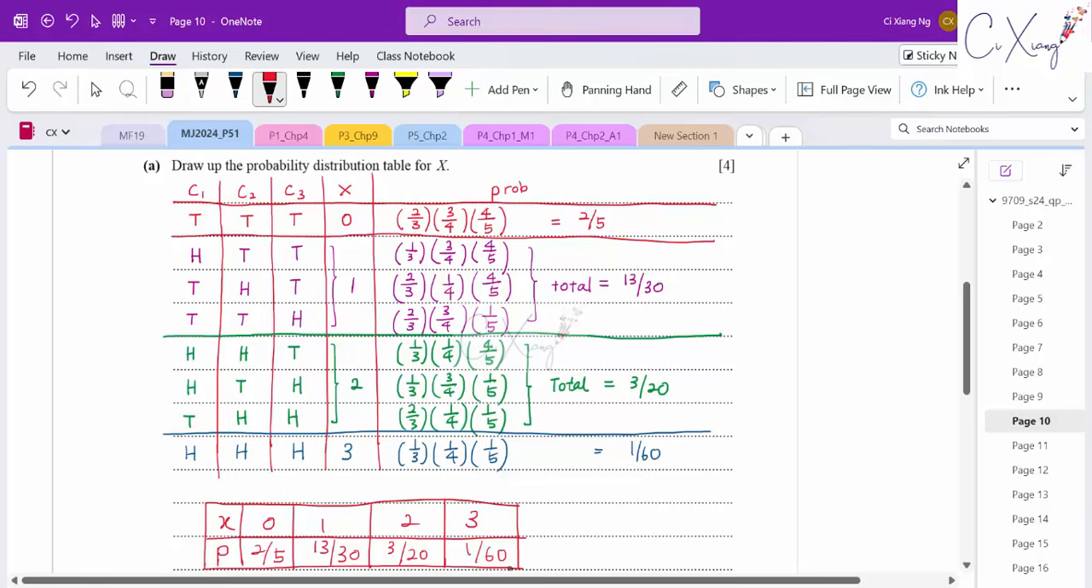Very likely, not 100%. But of course, if let's say your answer is not equals to 1 when you add all the probabilities together, definitely your answer is wrong. Okay, so better we double check before we finalize the answer.